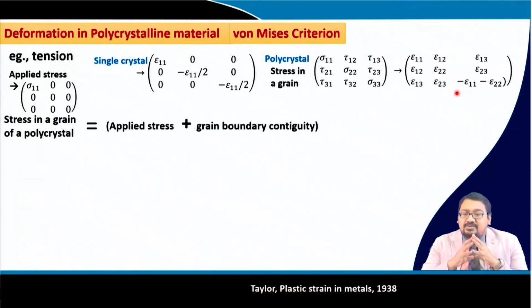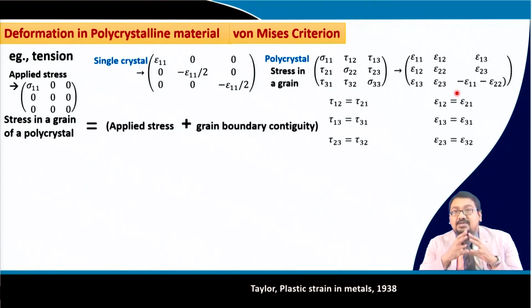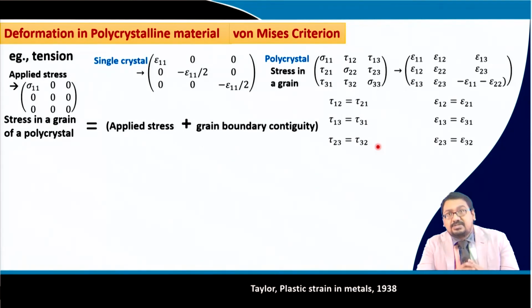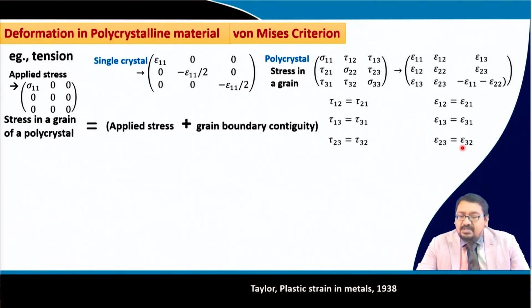Now, we know that the shear stresses tau 12 is equal to tau 21, tau 13 is equal to tau 31, tau 23 is equal to tau 32. This shows that the shear stresses tau 12 and tau 21 are the same. Epsilon 12 is equal to epsilon 21, epsilon 13 is equal to epsilon 31, and epsilon 23 is equal to epsilon 32. So, the 6 shear strain components get converted into 3 shear strain components, right.